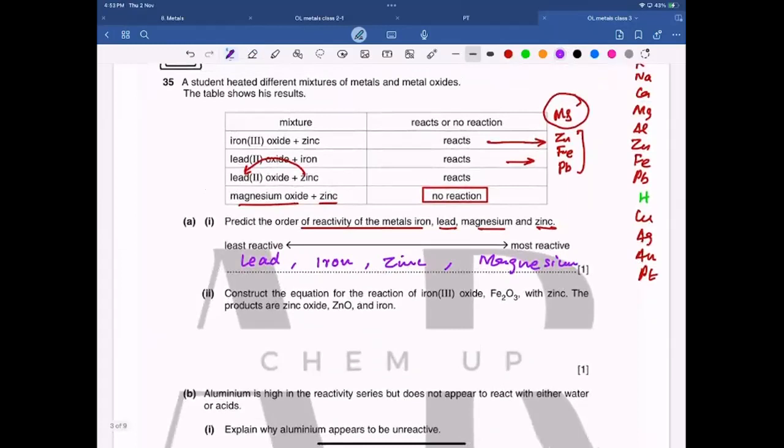Construct the equation for the reaction of iron(III) oxide with zinc. The products are zinc oxide and iron. I think we just did this. Yes.